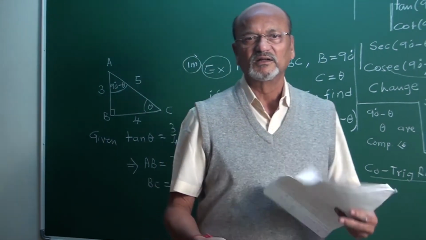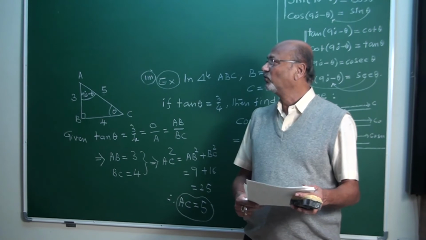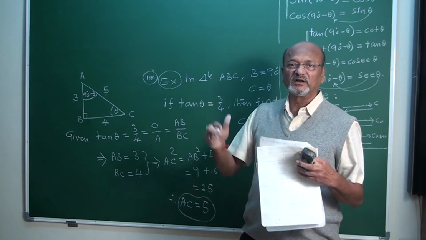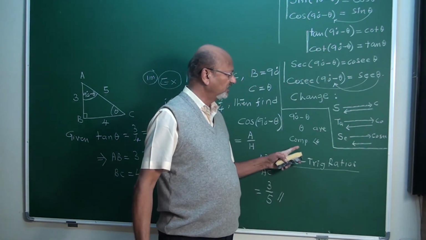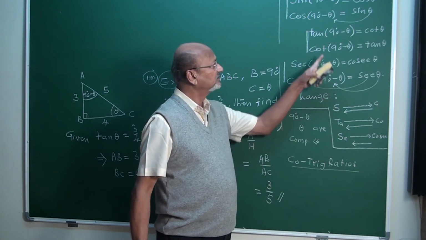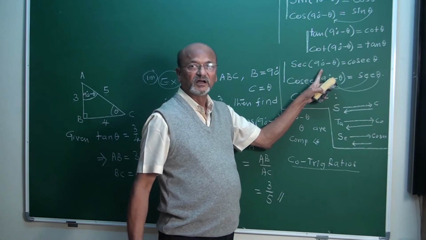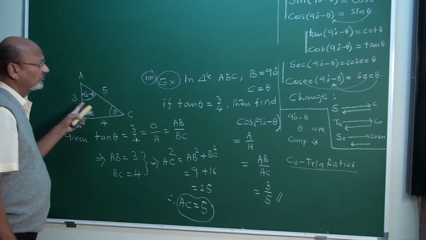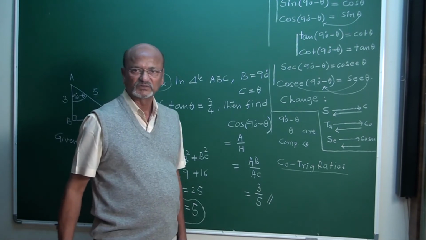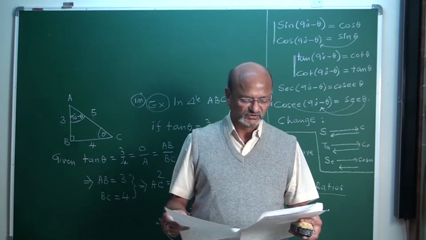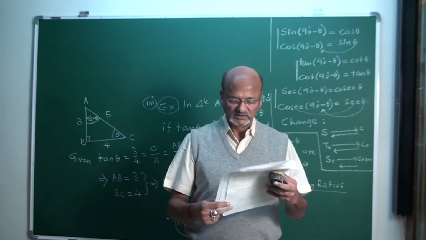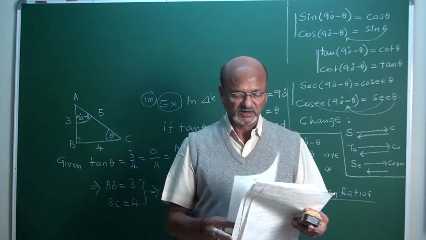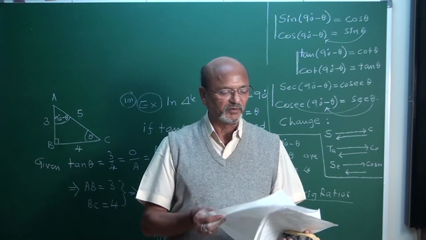Yes, my friends, all these examples are connected with what? Your complementary angles. This is your theory part done yesterday. Observation: sine becomes cos, cos becomes sine, the change explained. I have done a series of examples. This finishes some of the examples based on T ratios of complementary angles.